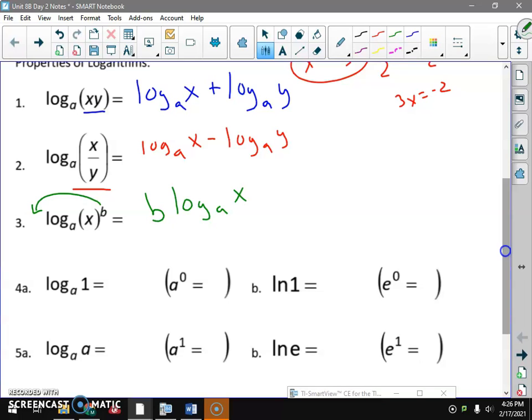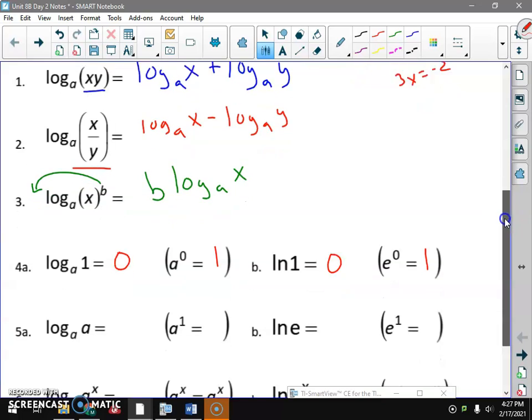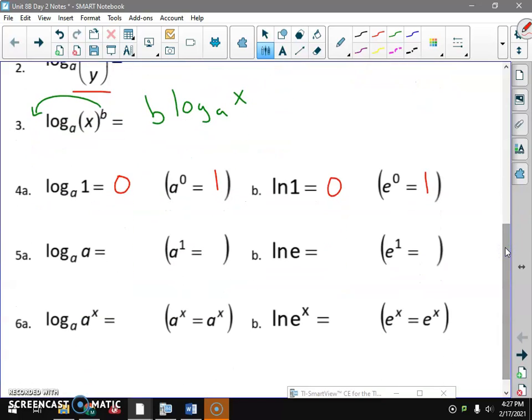All right, some simple ones. Log base anything of 1 has to equal what? 0. How come? Because anything to the 0 equals 1. What's ln of 1? Again, log base anything of 1 equals 0 because anything to the 0 equals 1. Next one. Log base anything of itself must equal 1. Why? Because anything to the first is itself. ln of e to the first: ln of e is 1 because e to the first equals e. That's going to help us a lot, both of those properties.